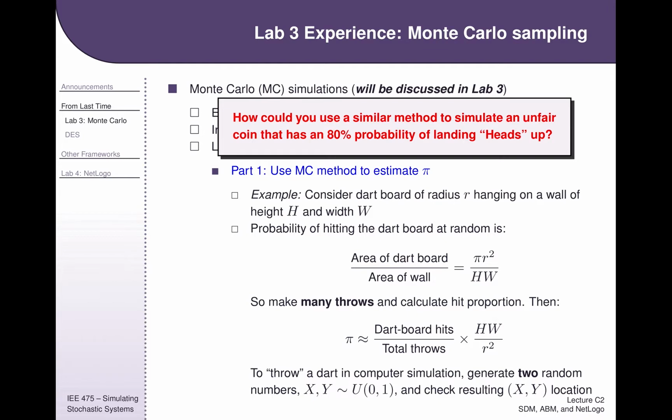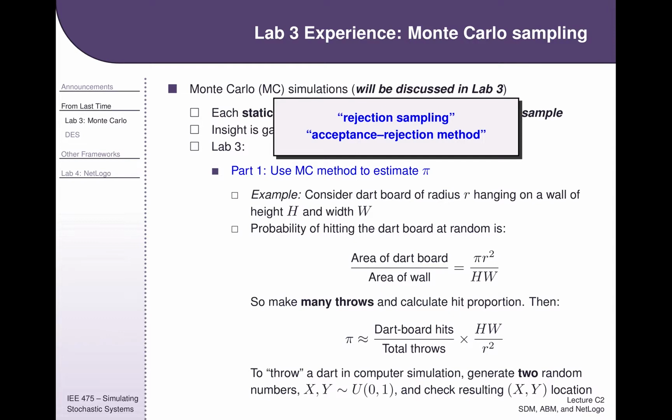All right, so we'll see more of that as we go on. But this general idea is called rejection sampling, or the acceptance-rejection method. It's the idea that you draw a bunch of random numbers, and some of them you just discard. And if you keep track of how many you don't discard, that can give you some interesting information. That's sort of what we're doing here with that Monte Carlo sampling, and you'll get a lot of experience with that during the Lab 3 experience.